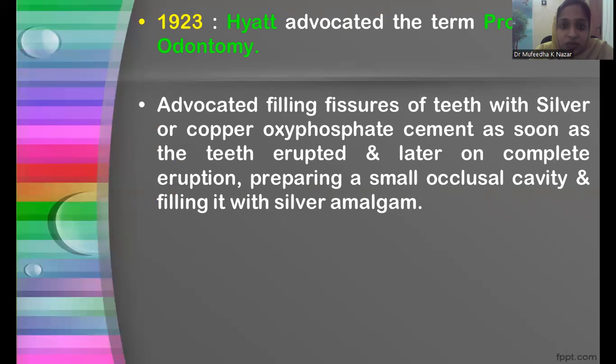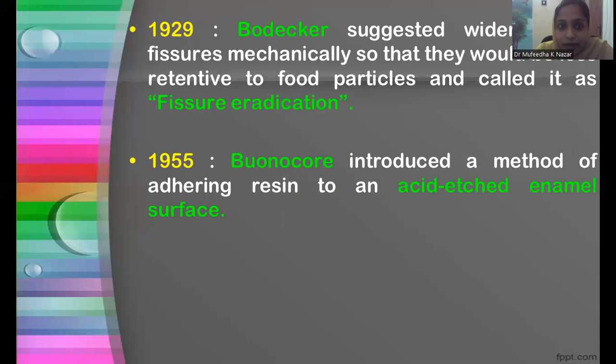In 1923, Hyatt advocated a new procedure known as prophylactic odontotomy, in which he advocated filling the fissures of the teeth with silver or copper oxyphosphate cement as soon as the tooth erupts into the oral cavity. Later, on complete eruption, the small occlusal cavities are prepared on the tooth and filled with silver amalgam.